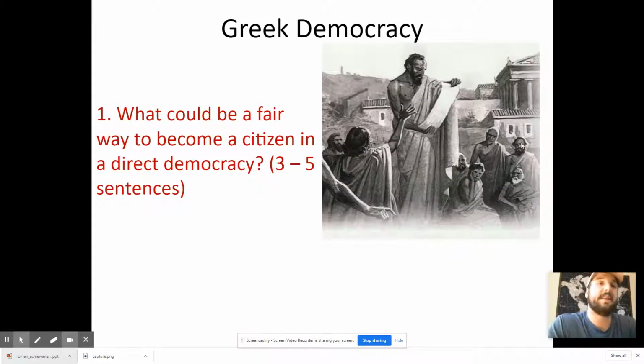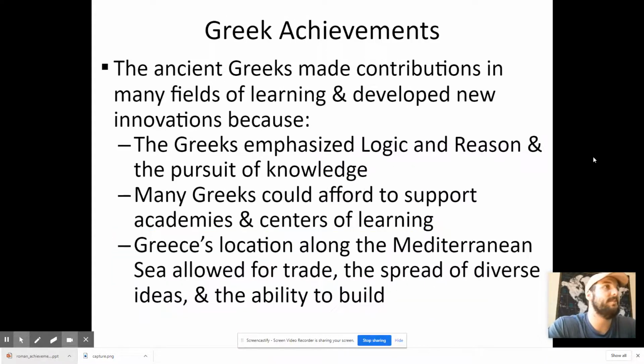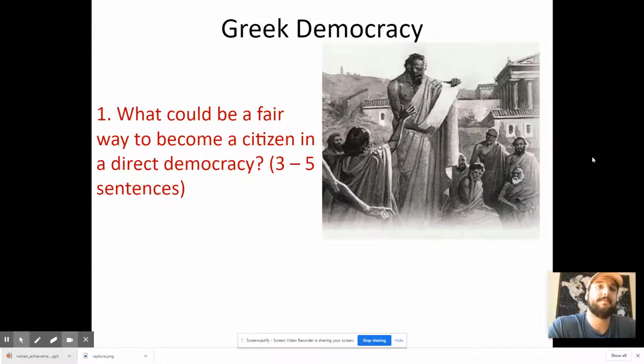Right now, I want you to answer number one. What could be a fair way to become a citizen in a direct democracy? Again, we saw that Greece's citizens were only males. They had to be 18 years of age, and their parents couldn't be slaves. So what should be a requirement now to be a citizen of a democratic republic? Go ahead and pause the video and answer that question.